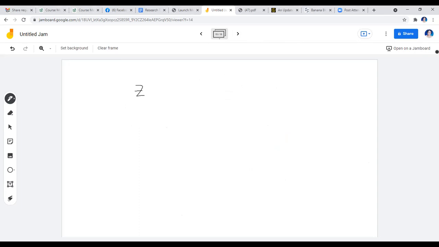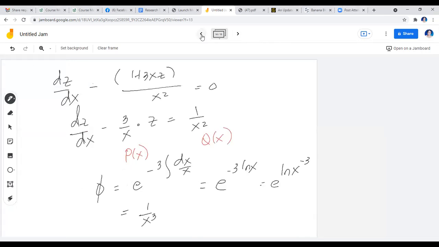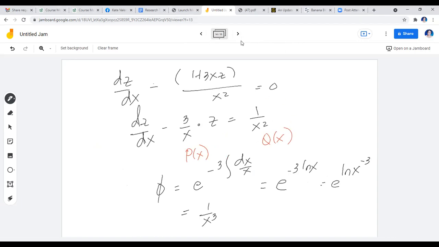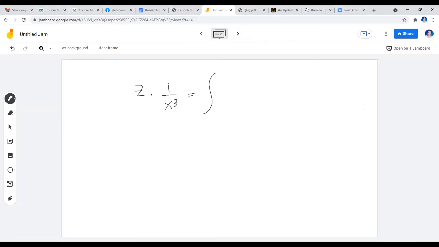With that as our integrating factor, we use the formula for linear DE, which is the unknown function. This time it's not y but z, times the integrating factor 1 over x cubed, should be multiplied to the integral of the q of x, which is in this case 1 over x squared. You will multiply to this the integrating factor phi, and then integrate. Now, on this side, it's z over x cubed, while this side will require the use of the power rule. So this is x raised to negative 5. So it becomes x raised to negative 4 over negative 4 plus c.